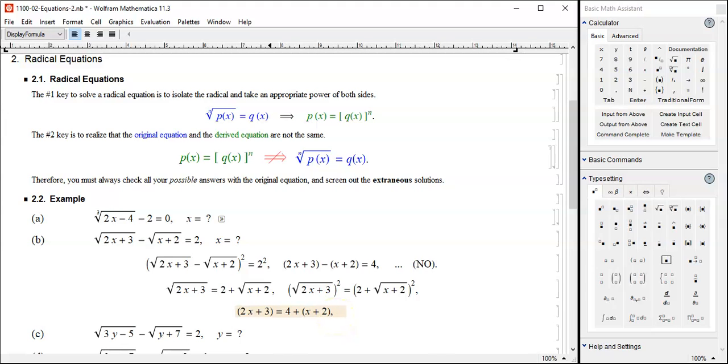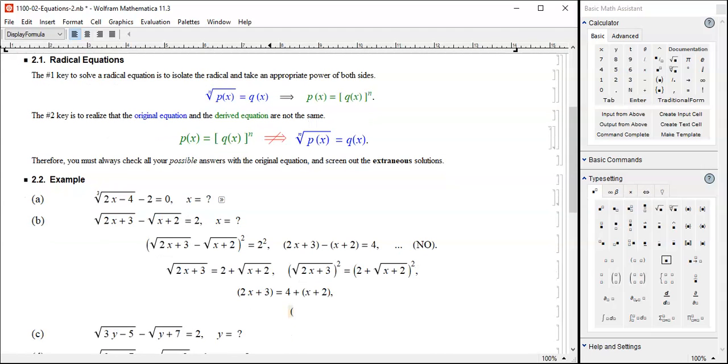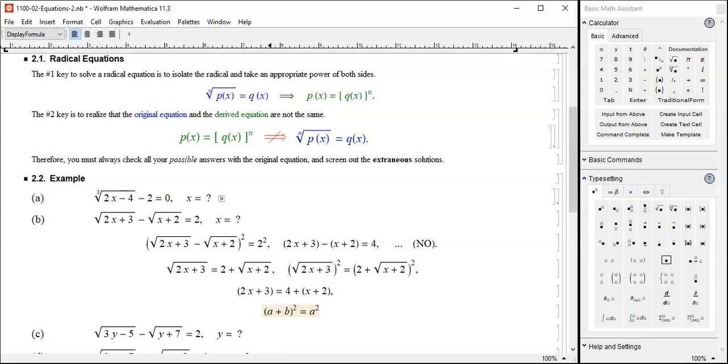Oh boy. Looking good. Or not. Yes or not. Didn't work out. What did I just do? I did this. A plus b squared is a squared plus b squared. That's what I just did. That's not true. So I did this squared plus that squared. So this is bad. No, it doesn't work this way.